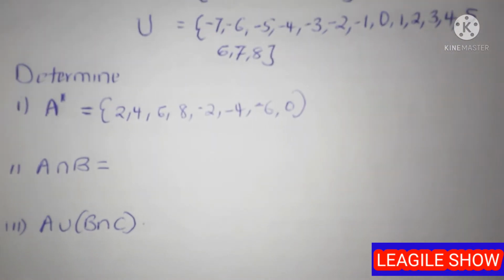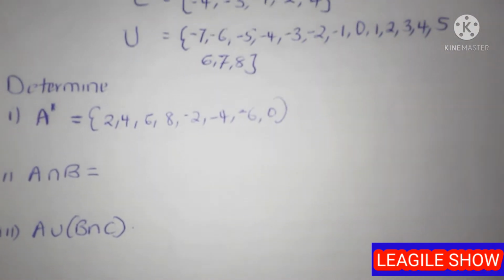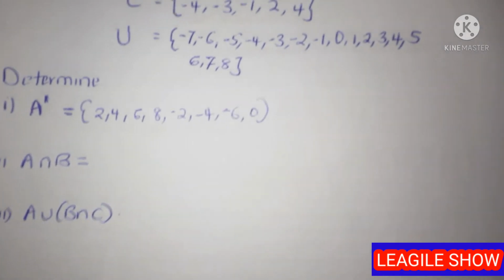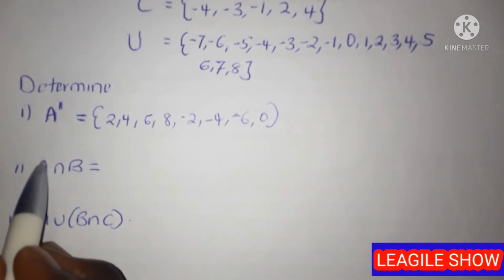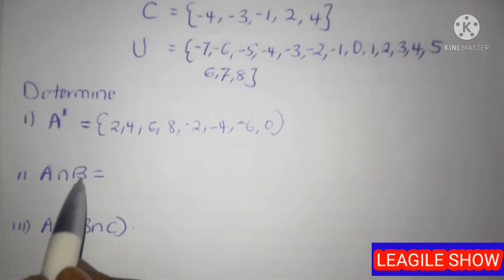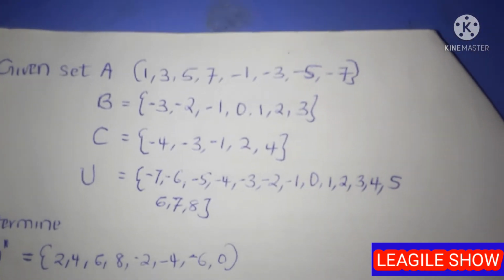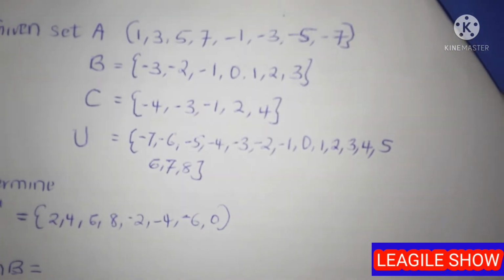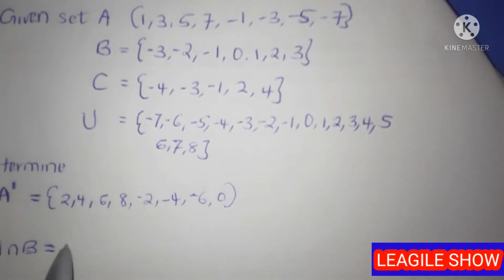Then part 2, A intersection B. Remember, intersection here will mean that these are elements that are found in both set A and set B. Let us again compare them. Check on set A here and set B, which elements are found in both sides.